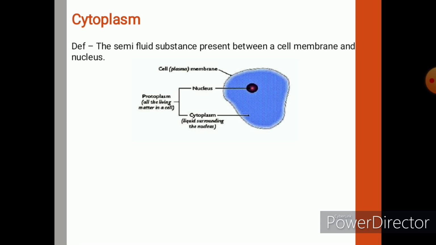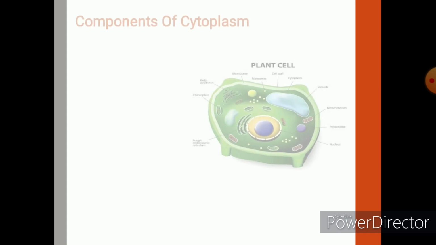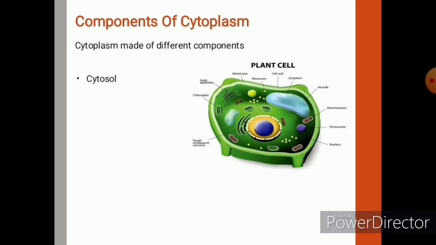If we see the definition of cytoplasm, cytoplasm is the semi-fluid substance which is present between cell membrane and nuclear membrane. It is a transparent, viscous, colorless fluid and it is mainly composed of water, proteins, fats and some inorganic materials. This cytoplasm is made of different components such as cytosol, cytoskeleton, organelles and cytoplasmic inclusions. Let us learn about these four components in detail.